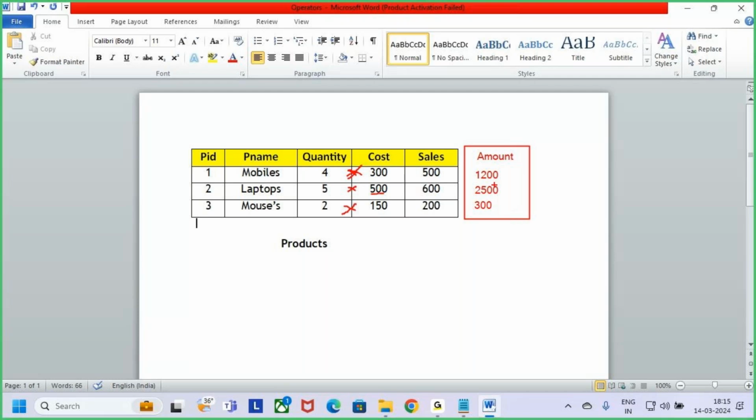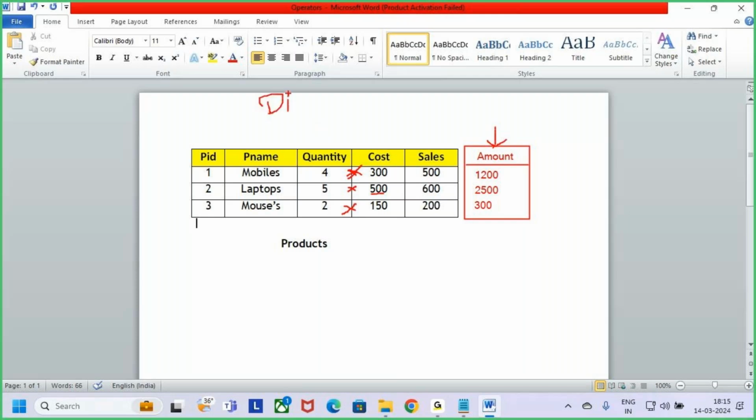So here, I'm finding the amount I'm spending on the business for each product wise. To buy the 4 mobile phones, what's the amount I'm spending? 1200. To buy the 5 laptops? 2500. To buy the 2 mouses? 300. So to find out the amount I'm spending on the business for each product wise, I'm going to multiply the quantity column with what? Cost. And next my requirement is, I want to use the division operator, guys.